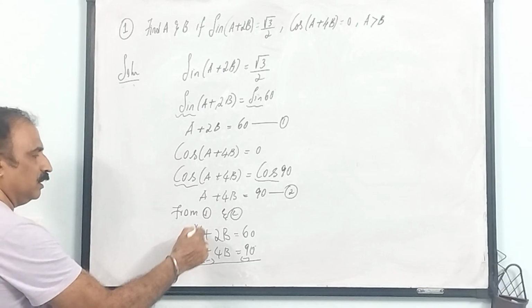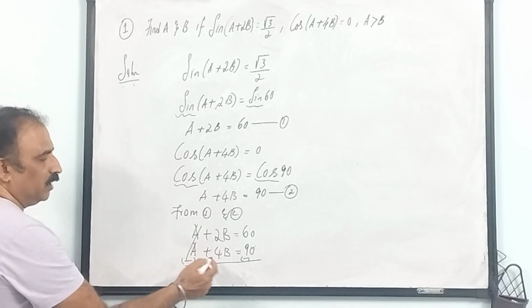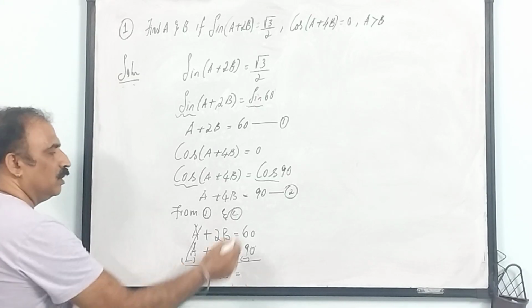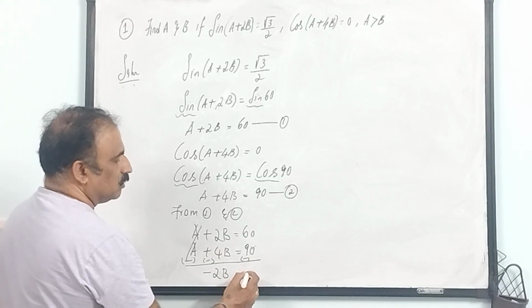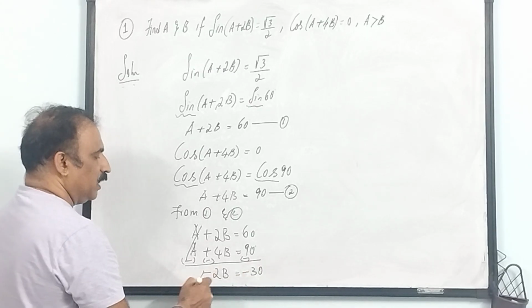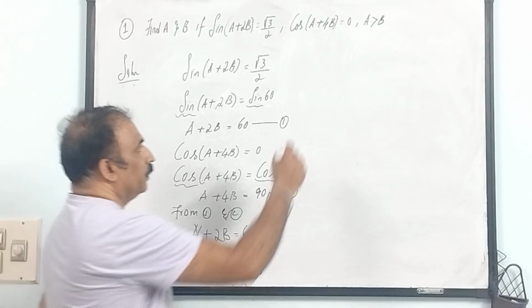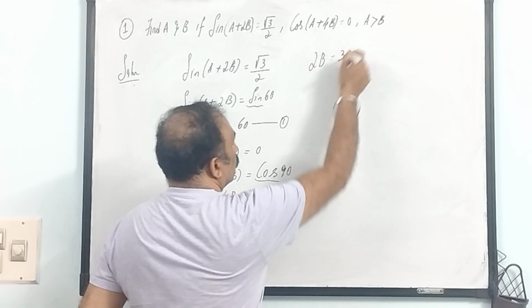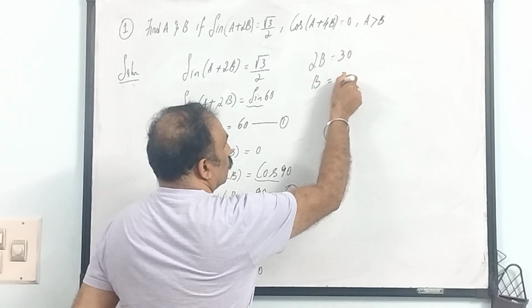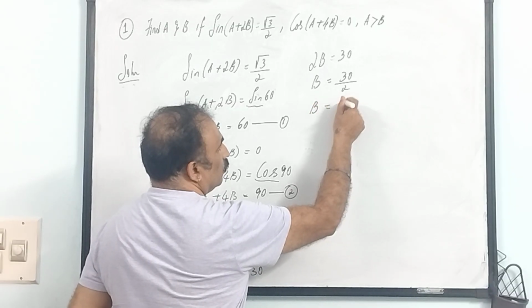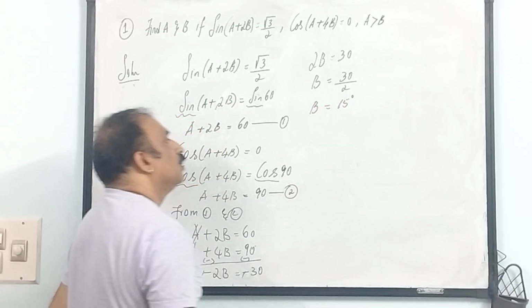Plus A and minus A get cancelled. 2B minus 4B is going to be minus 2B, which is equal to 60 minus 90. 60 minus 90 is going to be minus 30 degrees. So minus and minus get eliminated. So left out is 2B is equal to 30 degrees. B is equal to 30 divided by 2. So B is going to be equal to 15 degrees.